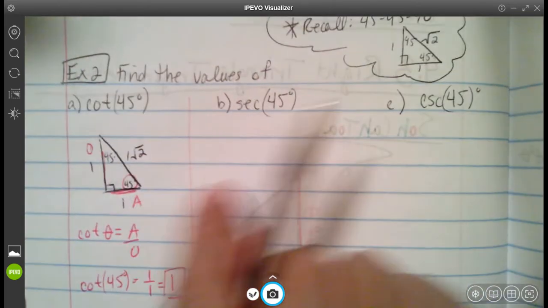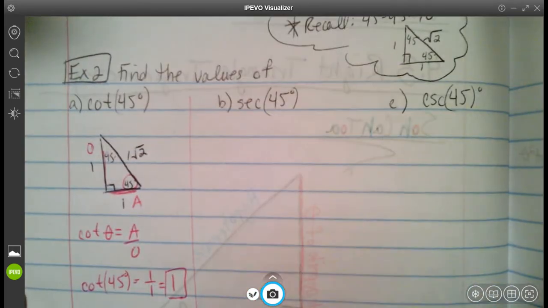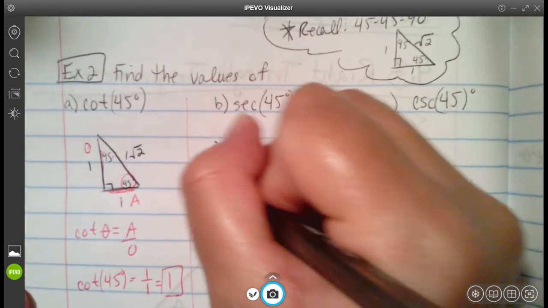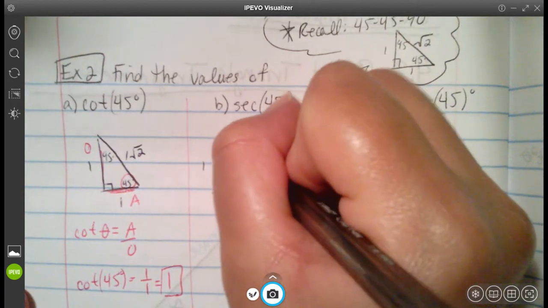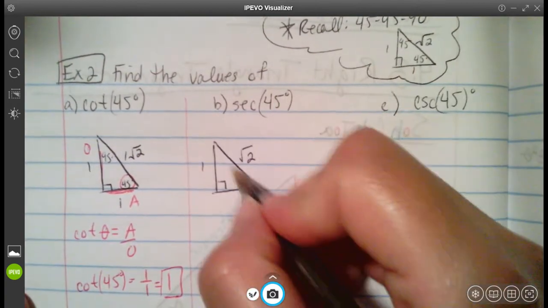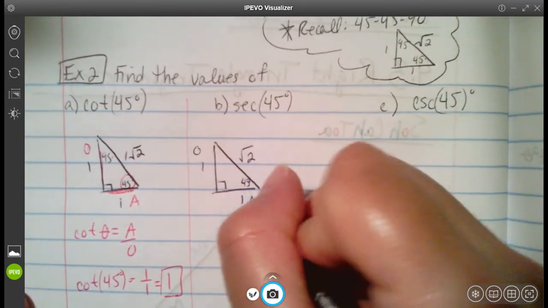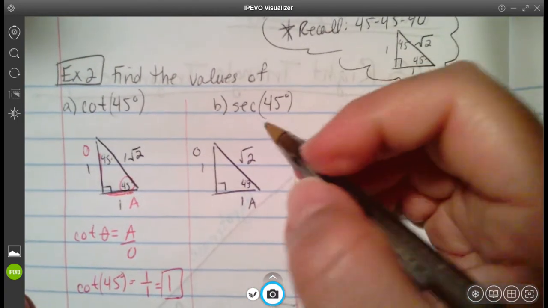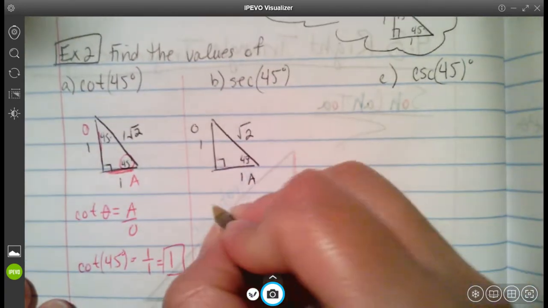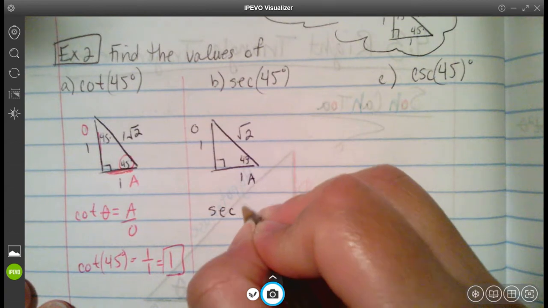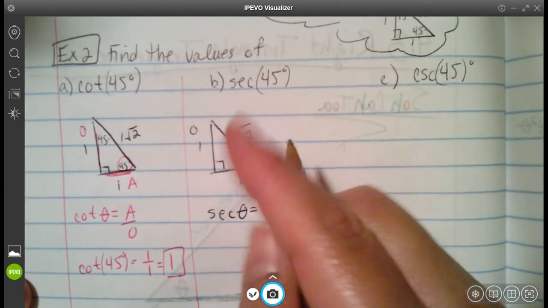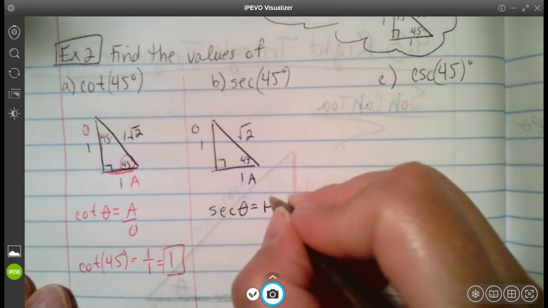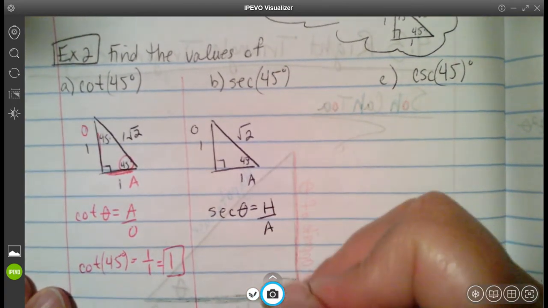Okay. Secant, moving on. We're going to use the same triangle. Okay, so again, quick sketch. 45, we'll just do the 45 there. 1, 1, square root of 2. So this would be our opposite. This would be our adjacent. And secant is the reciprocal of cosine. So secant of theta, according to our SOHCAHTOA, let's see, cosine is a over h. So this one is h over a.